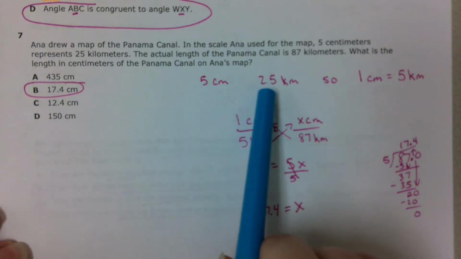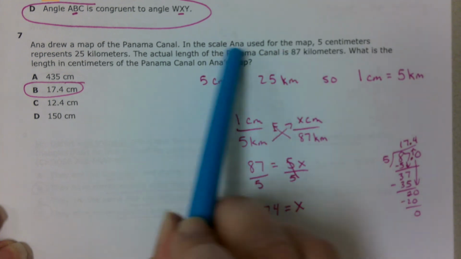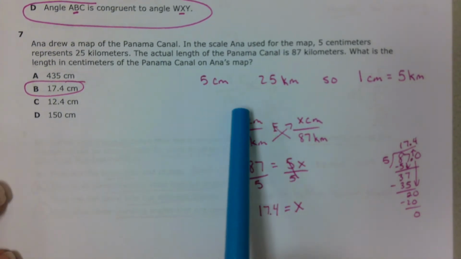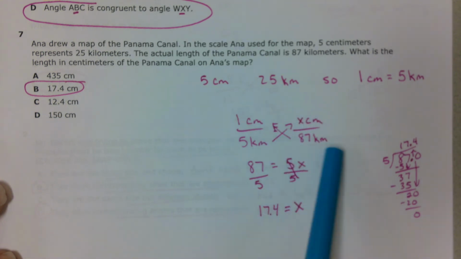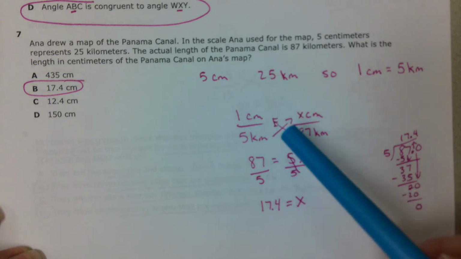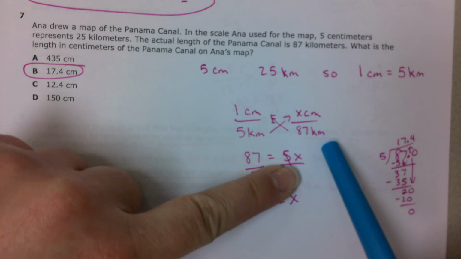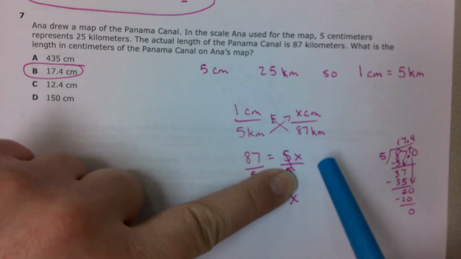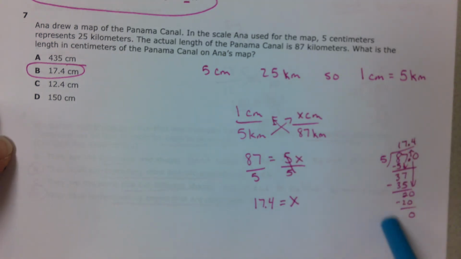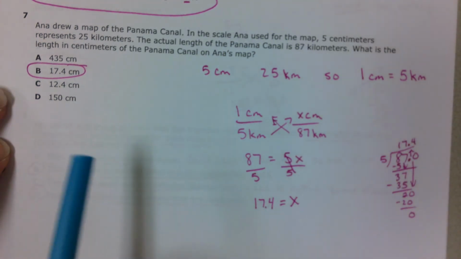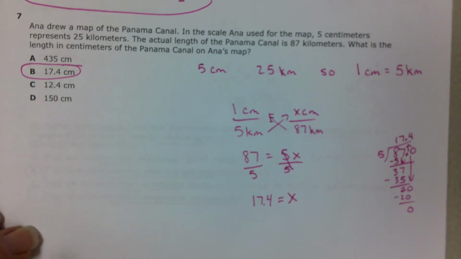So 5 centimeters represents 25 kilometers, so 1 centimeter is going to represent 5 kilometers. I just simplified my scale. So I've used 1 centimeter over 5 kilometers is equal to unknown centimeters over 87 kilometers. I cross multiply. 1 times 87 is 87. 5 times x is 5x. And again, I need to solve for x, so I divide by 5, divide by 5. X is equal to, and I did my division right here, 17.4. 17.4 centimeters was the length in centimeters on Anna's map.